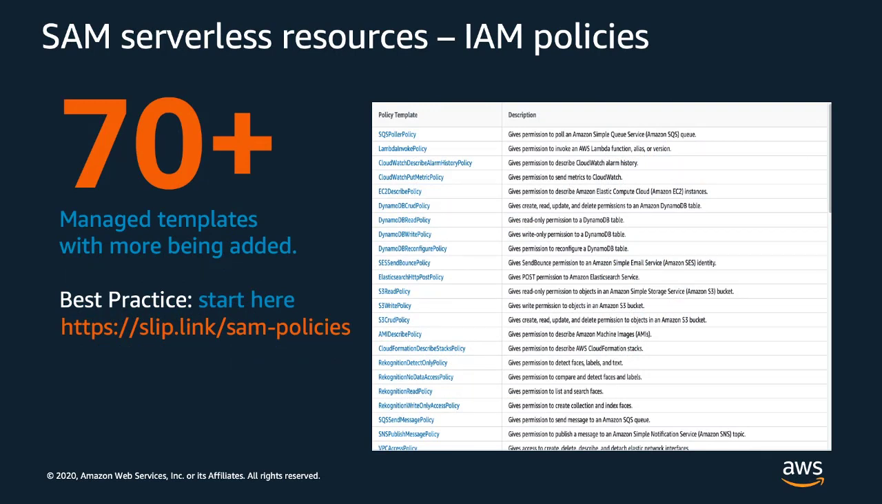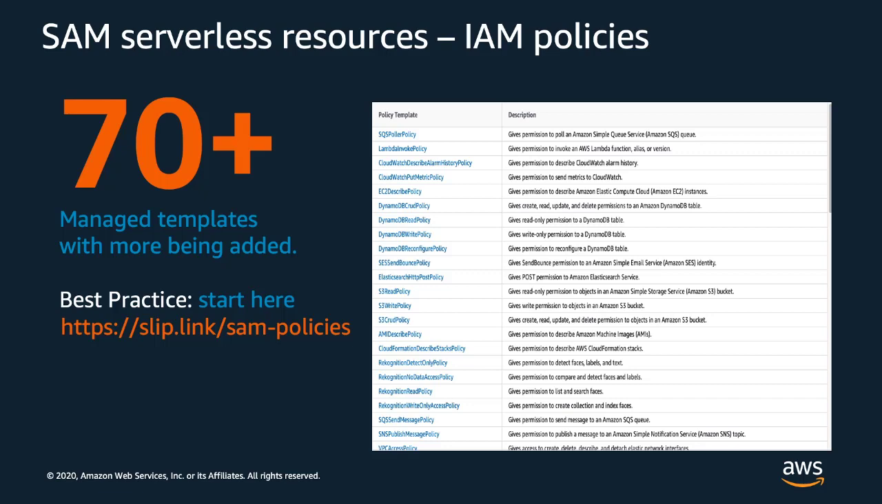How this works is we have a list of over 70 AWS managed IAM policies that you can use in your Lambda function. And the best practice is to start here. Don't write your own policies. See if we've got one that applies already. If not, then you can start looking at using inline policies. And I've got a link here to the policies.